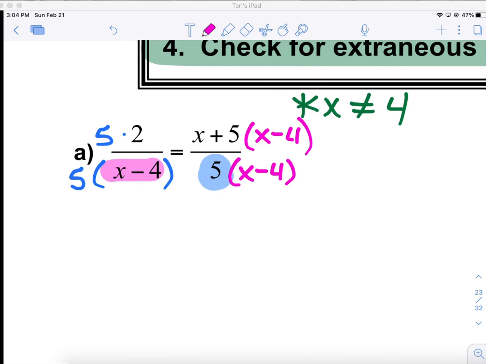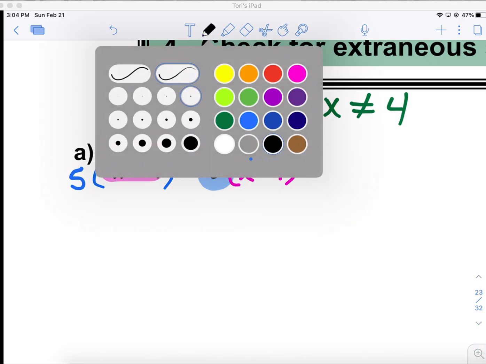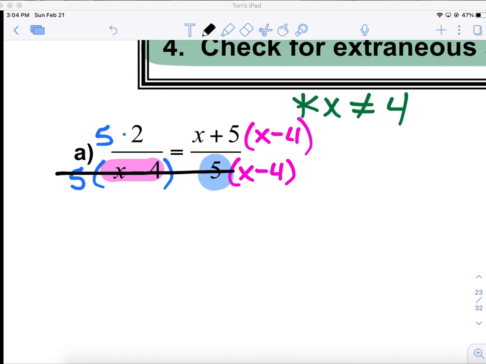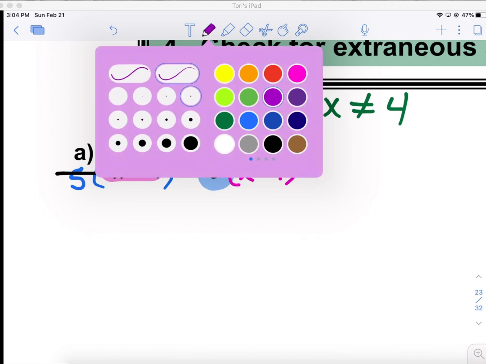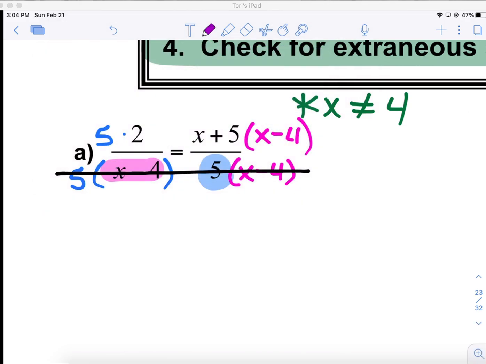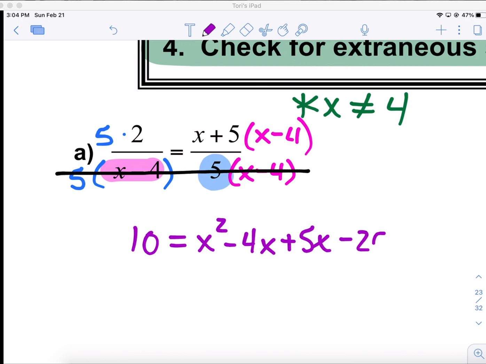Once I get this done, I can strike through this whole denominator. I do not need it anymore. Okay, all I need to do now is simplify what I have. So on the left-hand side, I have 5 times 2 is 10. On the right-hand side, I do need to FOIL that together. So I have x squared minus 4x plus 5x minus 20.